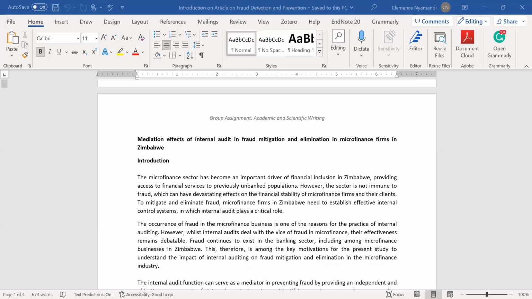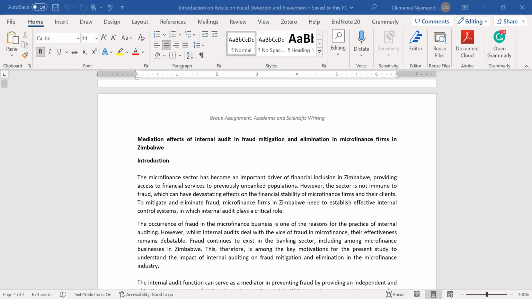So yeah, our topic is looking at the mediation effects of internal audit and fraud mitigation and elimination in microfinance in Zimbabwe. The first paragraph is: the microfinance sector has become an important driver of financial inclusion in Zimbabwe, providing access to financial services to the previously unbanked population. However, the sector is not immune to fraud, which can have devastating effects on the financial stability of microfinance firms and their clients. To mitigate and eliminate fraud, microfinance firms in Zimbabwe need to establish effective internal control systems in which internal audit plays a critical role.